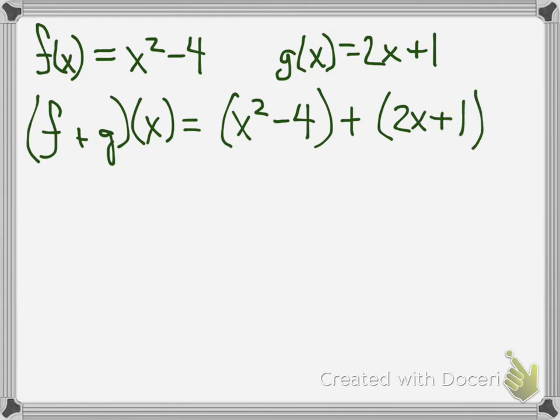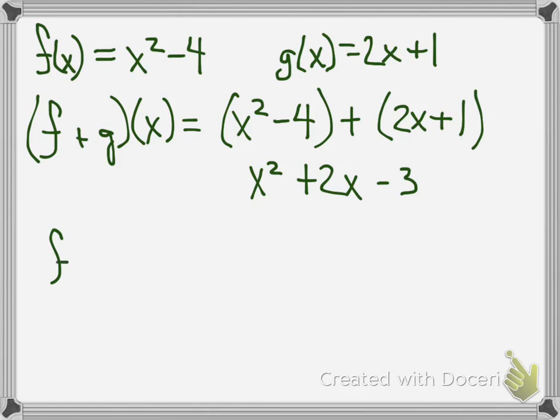What I would do is first take each function and put a plus in between them, with them in parentheses. Then go ahead and try to combine your like terms. In this case, nothing goes with x squared, so I'm going to say x squared. Nothing goes with the 2x, so I'm going to say plus 2x. And then minus 4 plus 1 would give me negative 3.